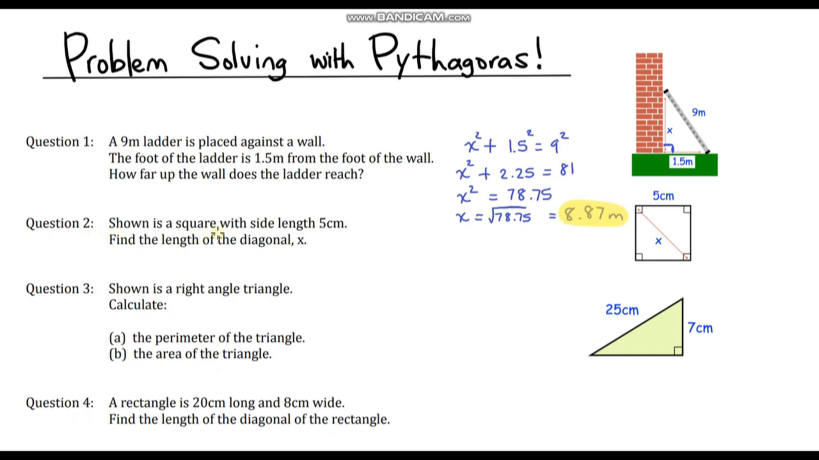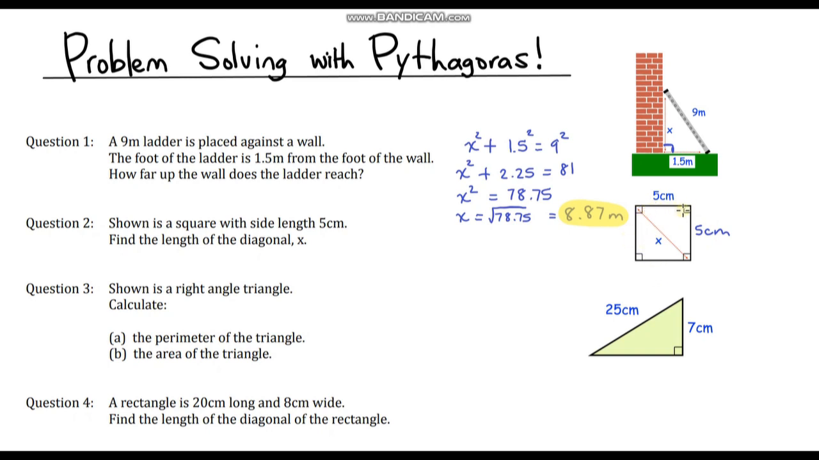Question 2. Shown is a square with side length 5 centimeters. Find the length of the diagonal x. So the key thing here is that this is a square. So as this is a square, each of these side lengths is 5. So I'm going to write in 5 centimeters here. We don't need to write in these 2.